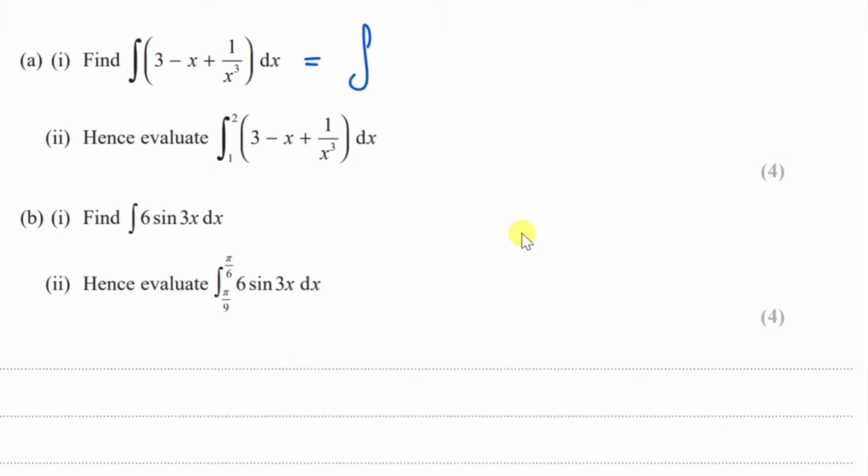We want to find the integral of 3 minus x plus, because you've got 1 over x cubed, that's the same as x to the negative 3, yeah? Always bring it back up. Now integrating that, that's quite easy. If you integrate 3, you just stick an x. If you have an x, you add a power, so it'd be x squared, and then you divide it by its power, which is 2.